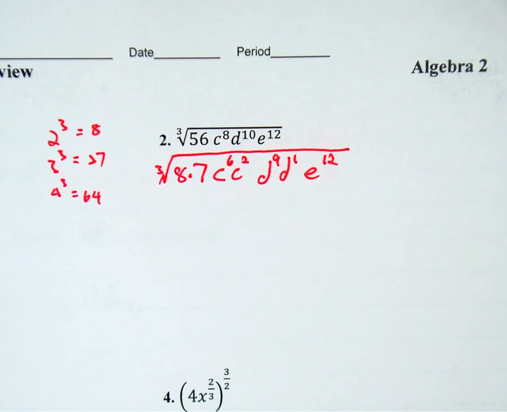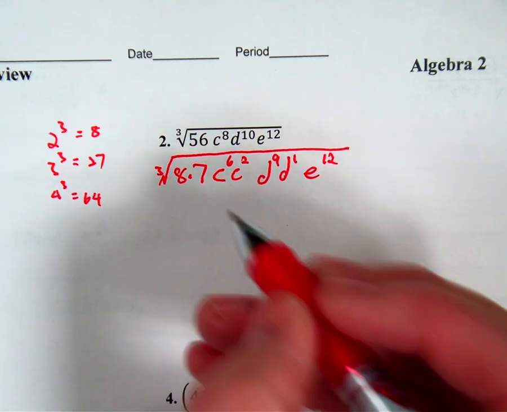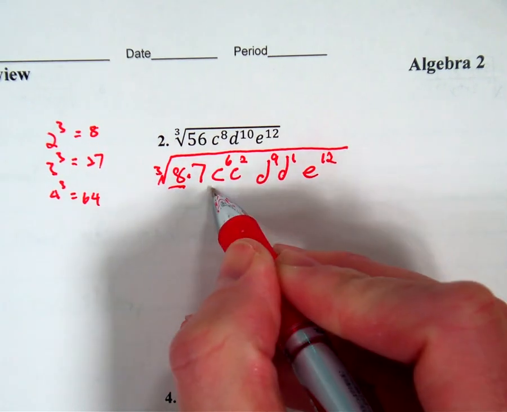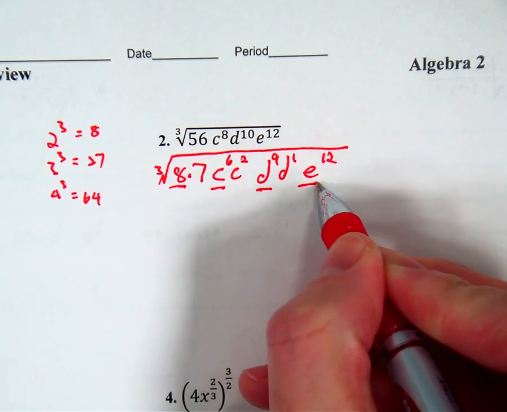Now, we've talked about this before, that some people like to go through and underline the ones they are going to do, or underline the ones they are not going to do. That's a strategy you can use. You don't have to. I am going to do the 8, c to the 6th, the d to the 9, and e to the 12.